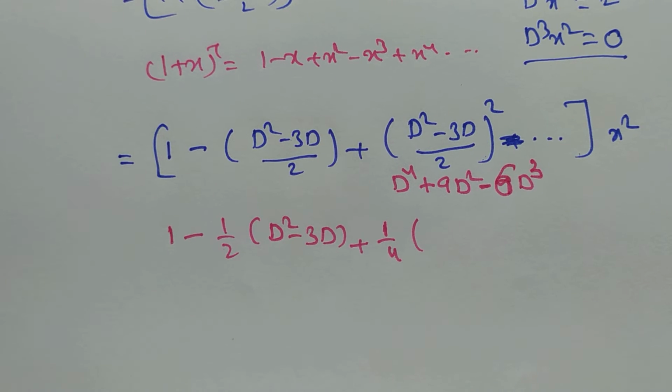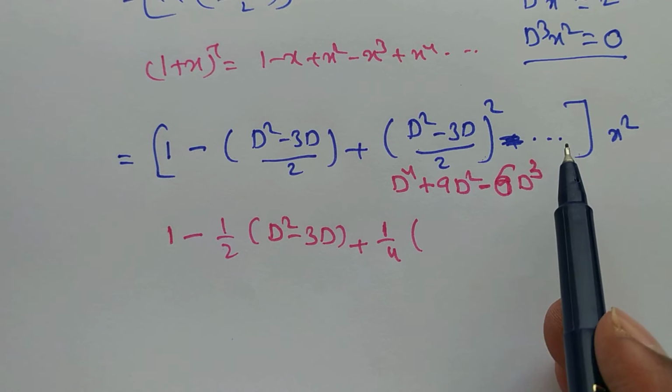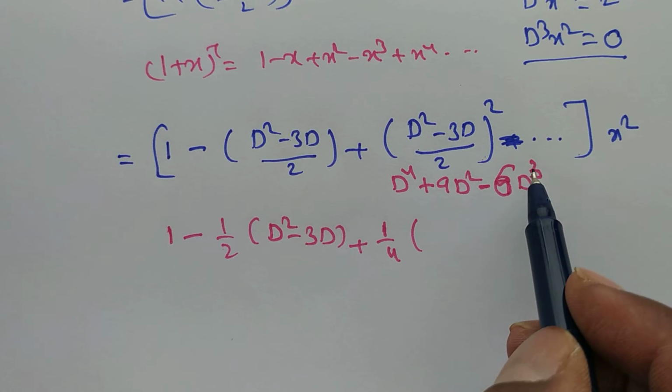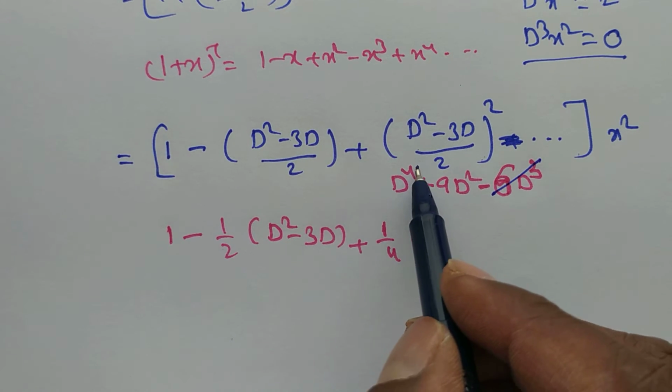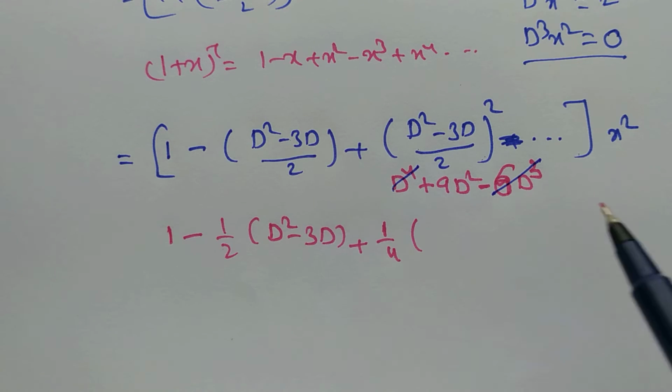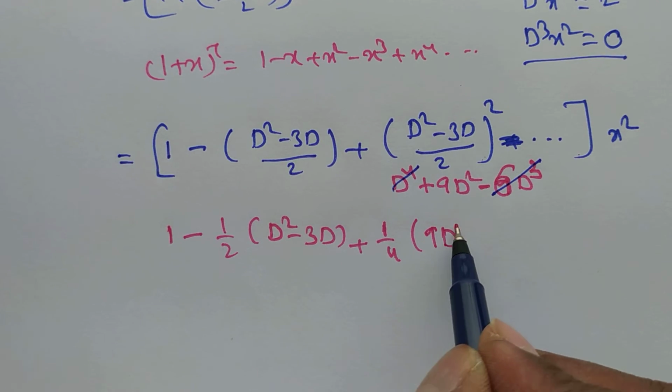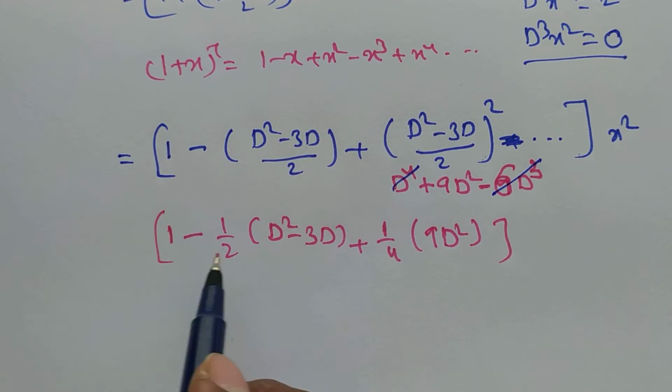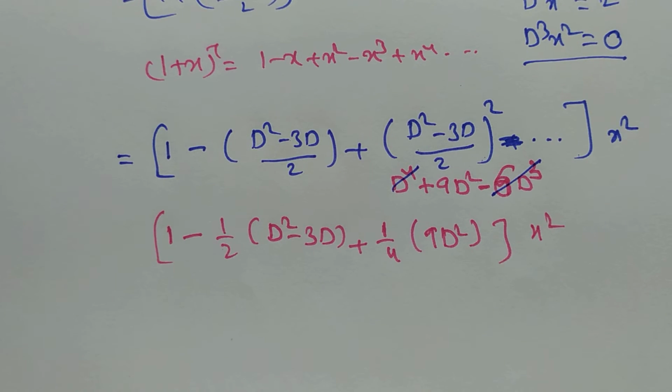In this case, you observe, d cube of x square you are getting 0. So don't take this one. Higher order derivatives also don't take. So the remaining term, what do I have? 9d square. So write down 9d square times of x square only. Is it clear for everyone?